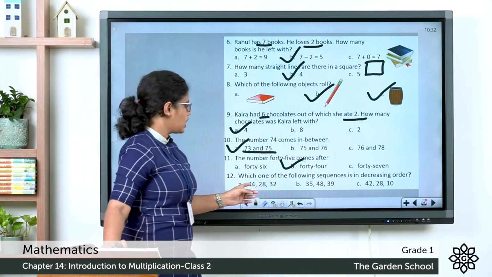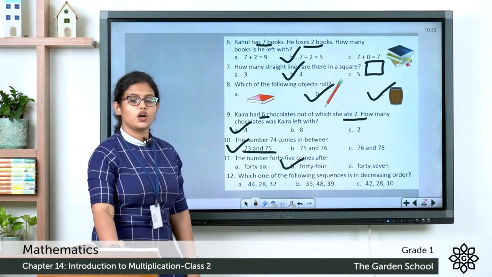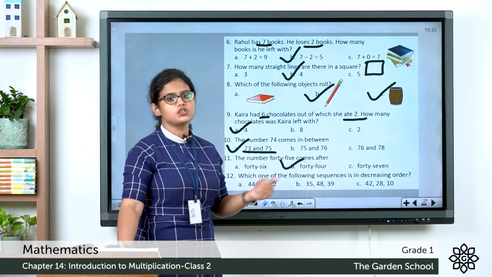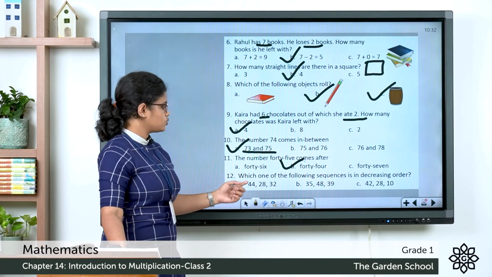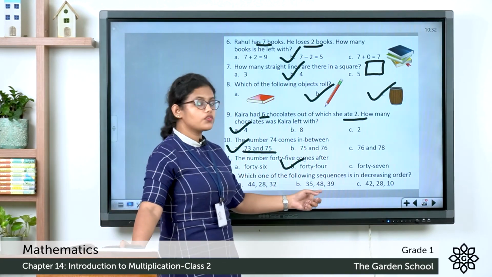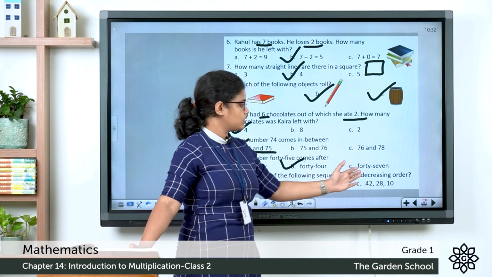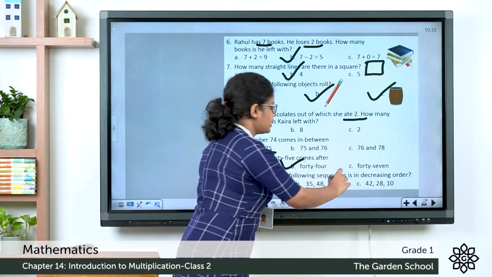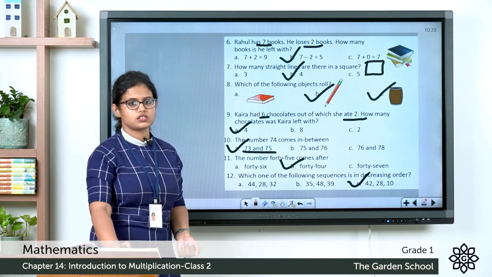The 12th one. Which one of the following sequences is in decreasing order? Decreasing order means biggest to smallest, arranging numbers from biggest to smallest. So see which one is in decreasing order. 42, 28, 32. It is not the right order, right? 35, 48, 39. It is also not in decreasing order. What about the last one? 42, 28, 10. So this is the right answer, arranged from biggest to smallest.